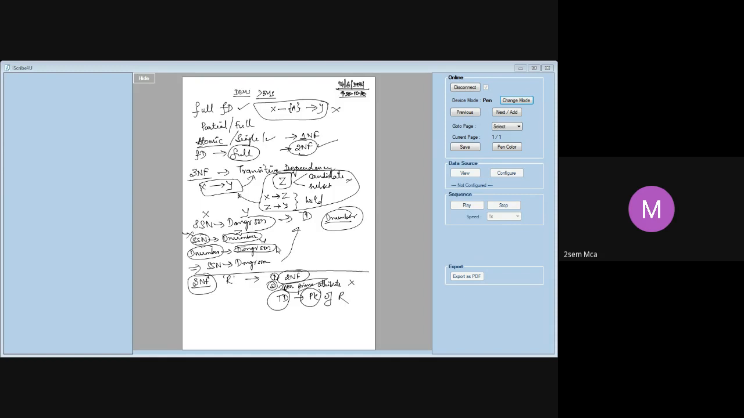Change the sheet. Okay, so let us take an example. I'm not able to see the screen. Yes. Okay.